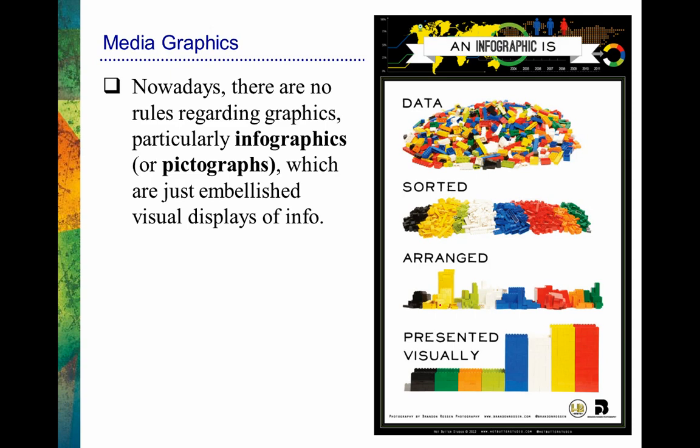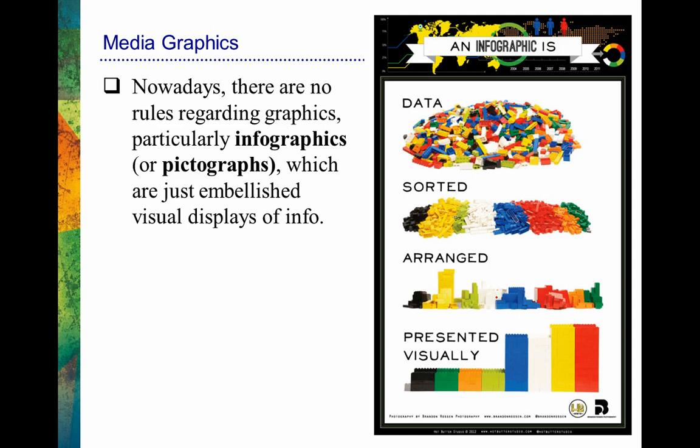Here's an example of an infographic describing what an infographic is. It's essentially taking data, and these little pieces, Legos, I guess, are just representing the data. Then in an infographic, you somehow sort that data. They've sorted all of the Legos, they've arranged them. So, again, what is basic descriptive statistics all about? Summarizing, organizing our data, and then presenting the data so that people can easily understand.